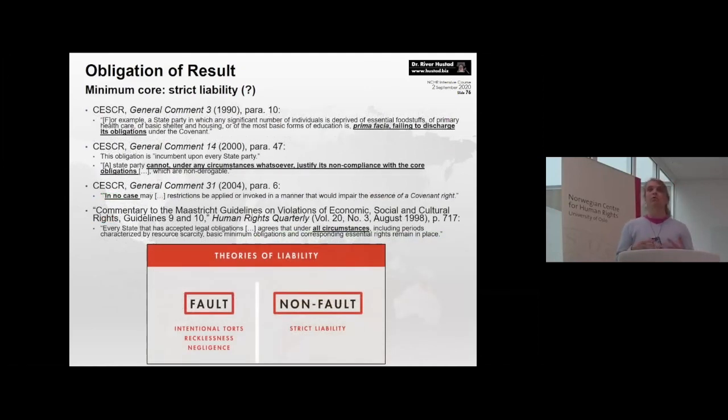So this minimum core obligation, what the committee has said, it's basically a non-fault issue. We don't look at whether the state is at fault, whether the state has done something bad. If the condition exists, then there's a violation of the rights, then the rights have not been fulfilled.